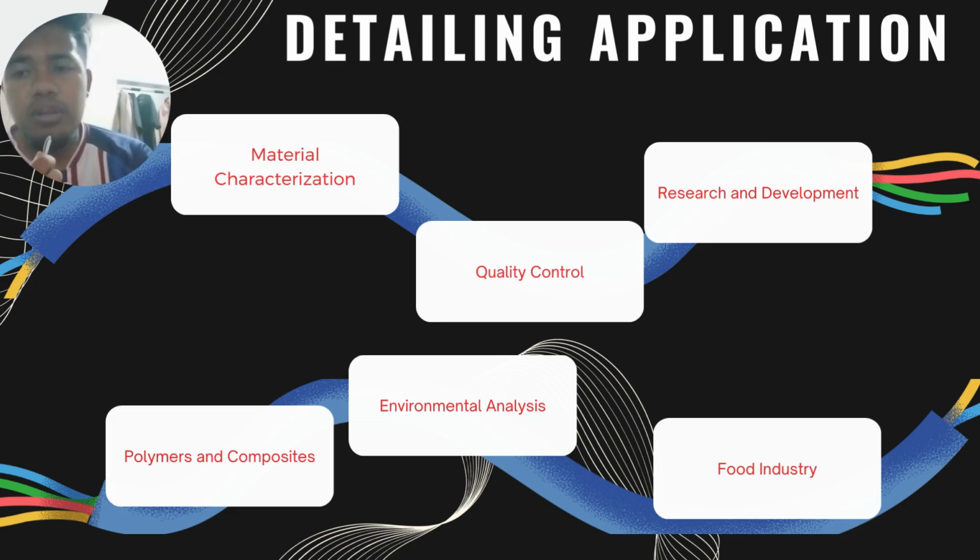Next is the food industry. TGA can determine the moisture content in food products, which is crucial for quality control and shelf life prediction. Last, polymers and composites. TGA can analyze the thermal stability of fiber and matrix materials in composites, which is important for applications requiring high strength and thermal resistance.